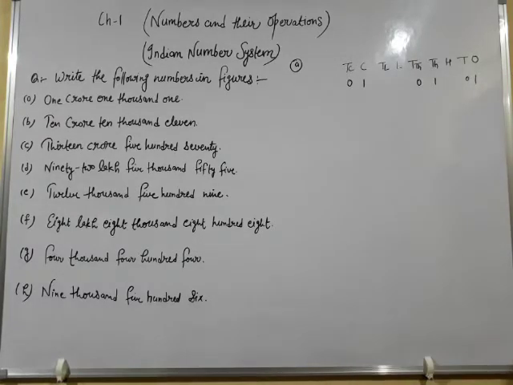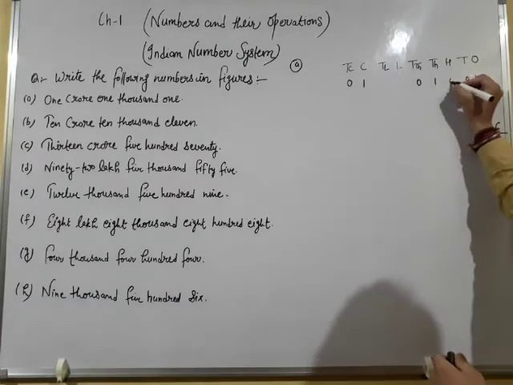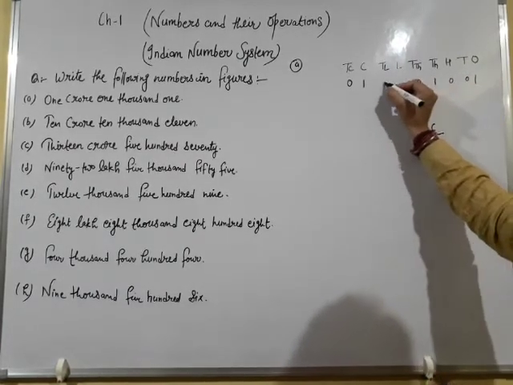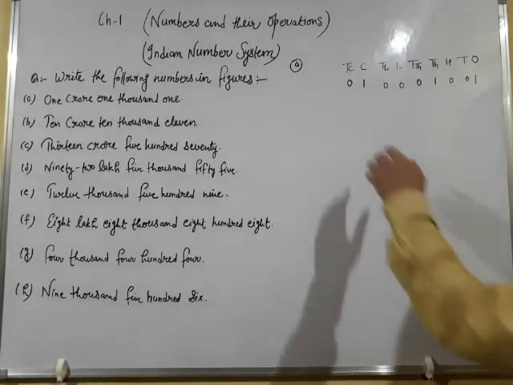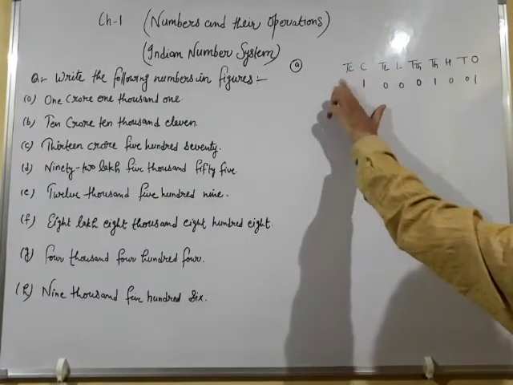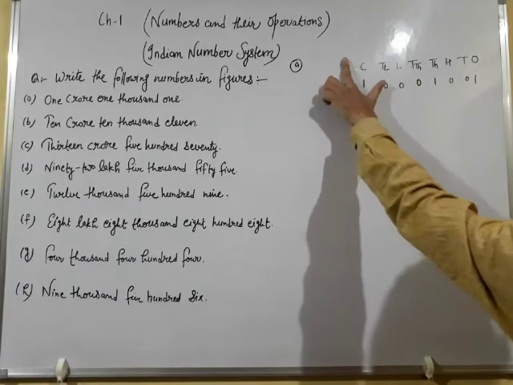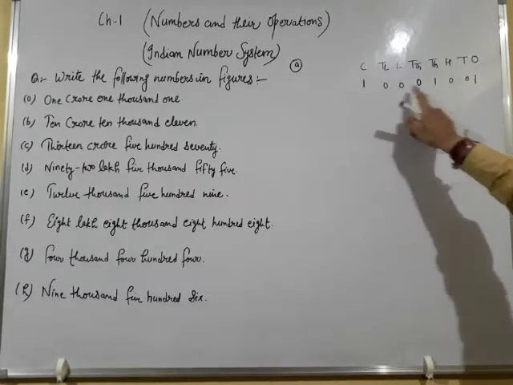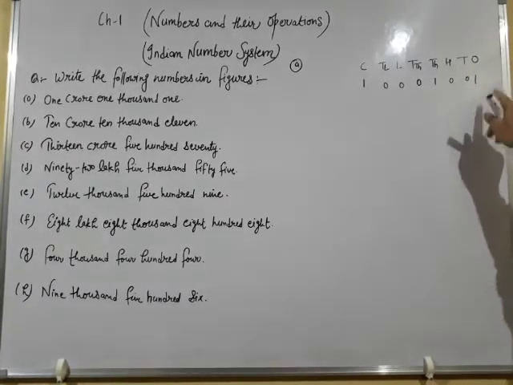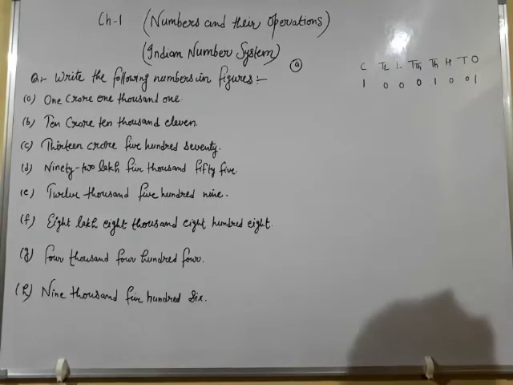Now, what will we put in the blank places? We will put 0, everywhere we will put 0. And what can we do? We can remove our first 0, or we can remove our 10 crores place also. So this is your solution of the first part. 1 crore, 1001. This is your answer. Move on to B part.